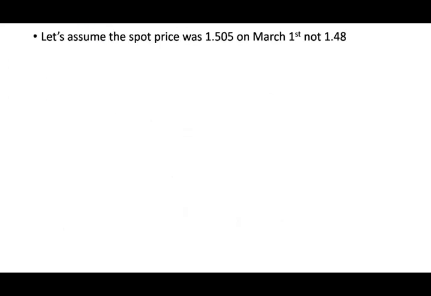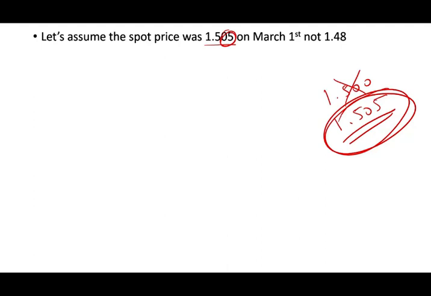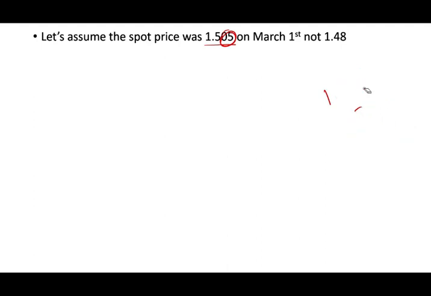So let's assume now, remember I told you I'm going to change the spot rate. Let's assume the spot rate on March 1st was $1.505. What does that mean? It means it's more than 1.5. So why would I convert at 1.5? Would I convert at 1.5 or would I convert at 1.505? Obviously, I'm going to let my option expire and I'm going to convert at this rate. And as a result, I'm making 0.005 more times a million. I'm going to be making an additional $5,000. Why? Because I'm going to let the option expire.